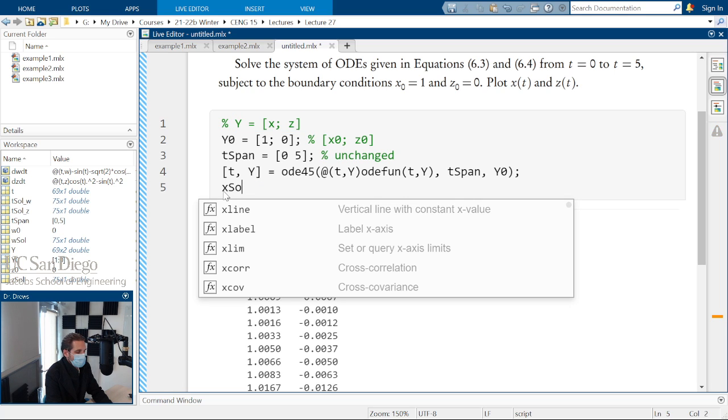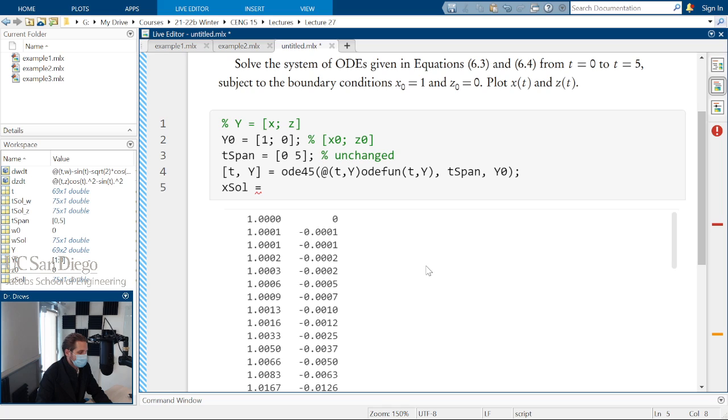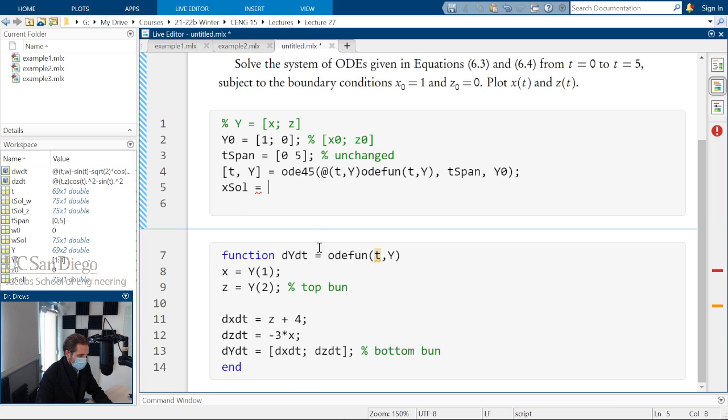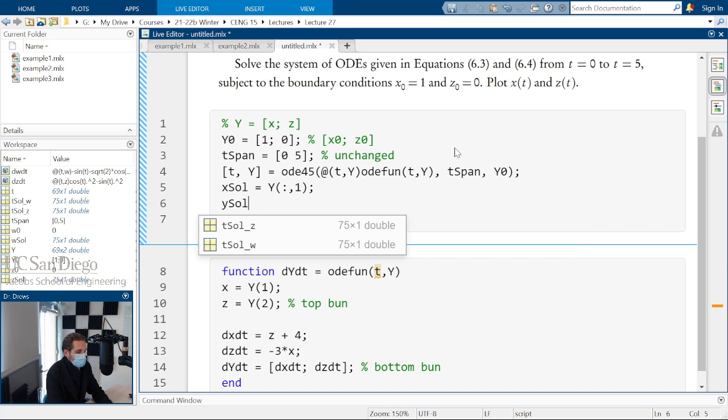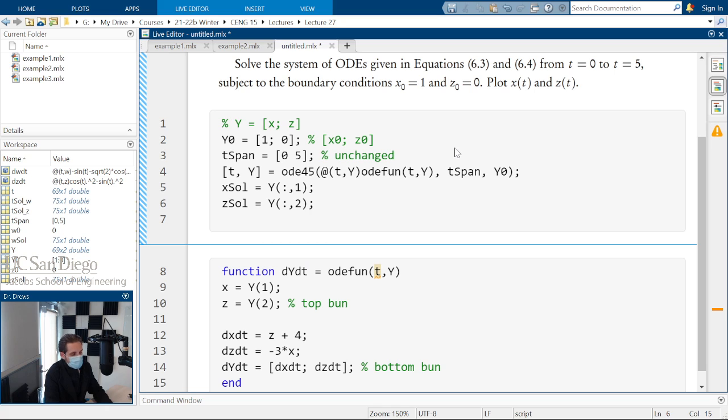If we wanted to say, for example, xsol, let me clear this in case you were writing code down there. The solution for x is the first column of y. So we can say, give me all of the rows of y and the first column, and zsol is the second set of columns.